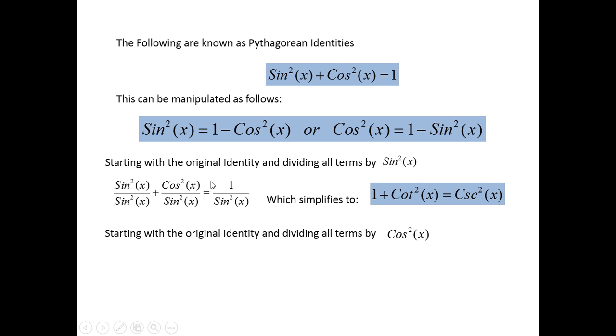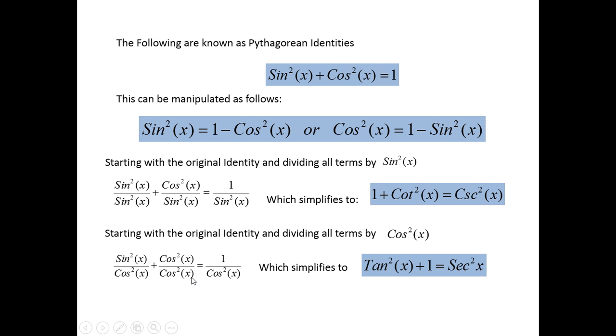Another Pythagorean identity comes from going back to that original identity and dividing both sides by cosine squared, which gives tangent squared plus 1 equals secant squared. This is one that we will use a lot, back and forth. So right now, our repertoire of identities is growing.